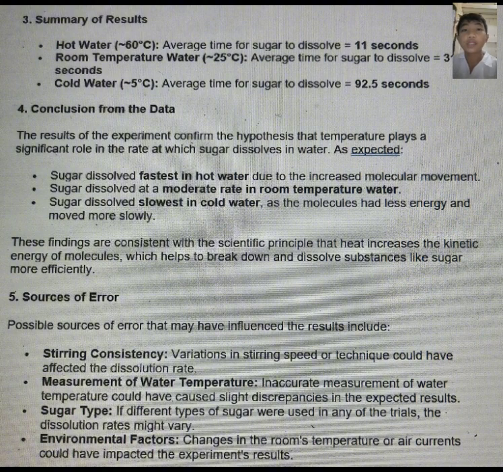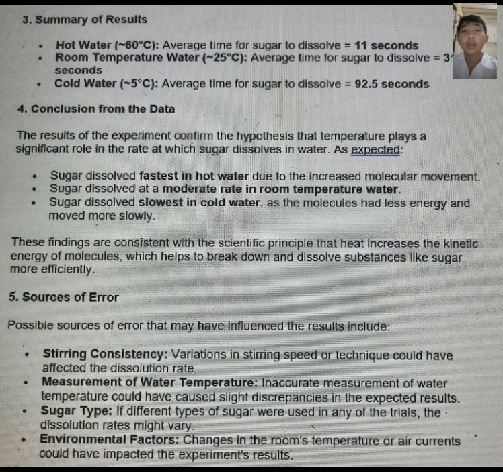Sugar dissolved fastest in hot water due to the increased molecular movement. Sugar dissolved at a moderate rate in room temperature water. Sugar dissolved slowest in cold water, as the molecules had less energy and moved more slowly. These findings are consistent with the scientific principle that heat increases the kinetic energy of molecules, which helps to break down and dissolve substances like sugar more efficiently.